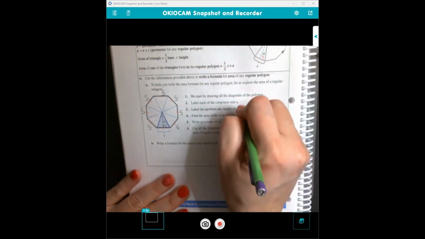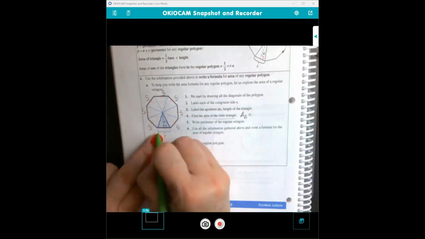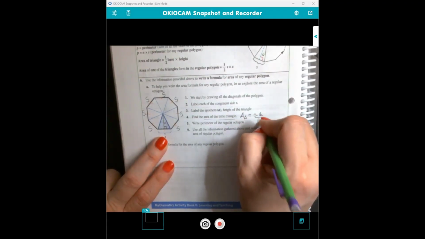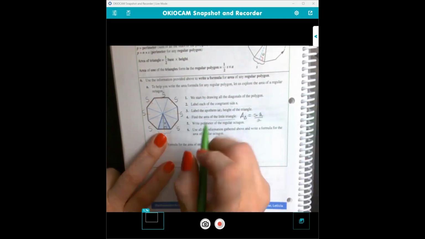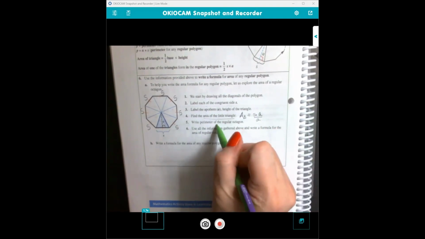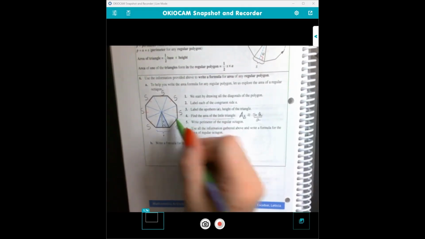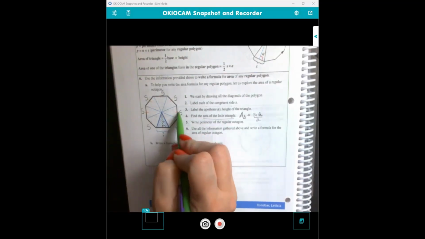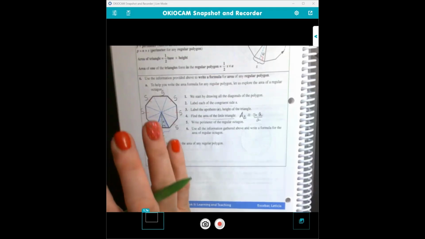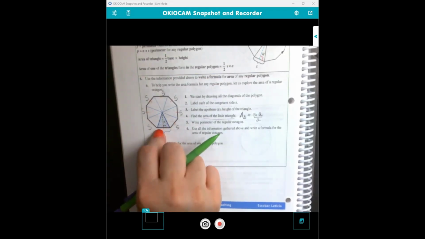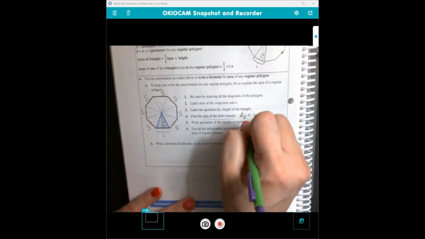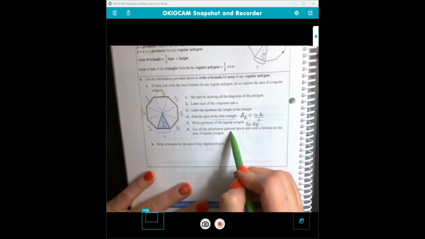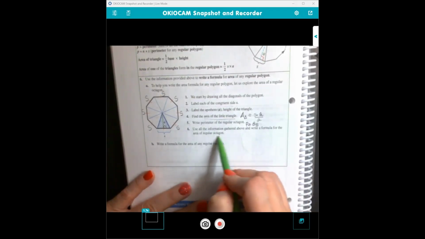So this is what we need to do. The area of the little triangle is going to be the base, which is S, times the height, which is A, divided by 2, right? Then the next step is to write the perimeter of the regular octagon. Perimeter is just the sum of the measurements of the sides of the octagon. Since we have 8 congruent sides that measure S, the perimeter is going to be 8S.